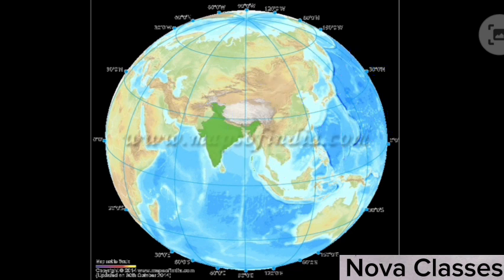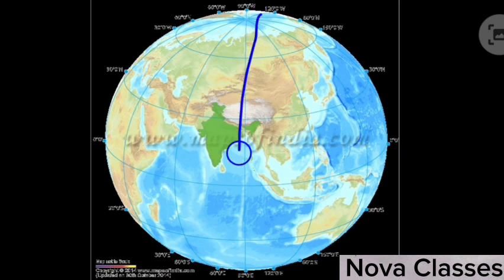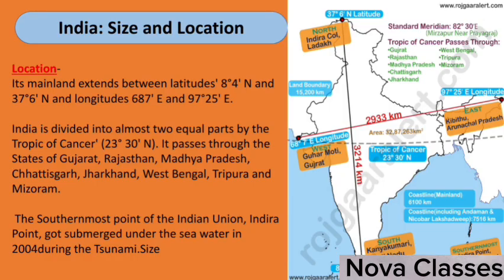You can see the globe has been divided into two parts: the northern hemisphere and the southern hemisphere. India lies in the northern hemisphere. If we divide Asia into parts, India lies in southern Asia. I hope the things are clear: what is the latitudinal and longitudinal extent of India?